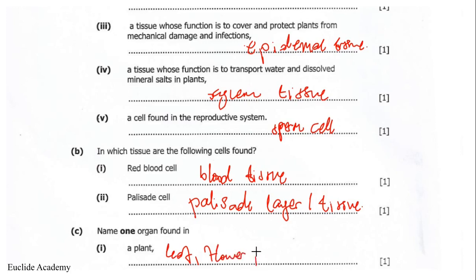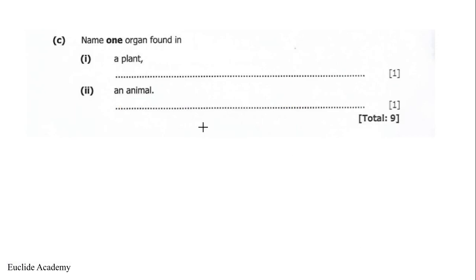We can talk about fruit, roots. Okay, so there are many organs that are found in the flower. Just need one on this one. Then the last question in part 1, in question 1, says an animal cell.